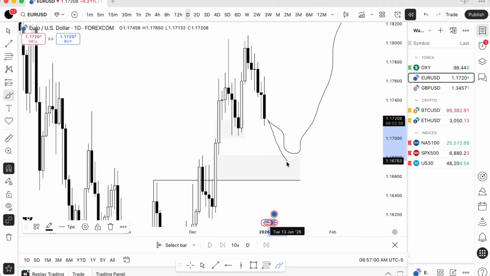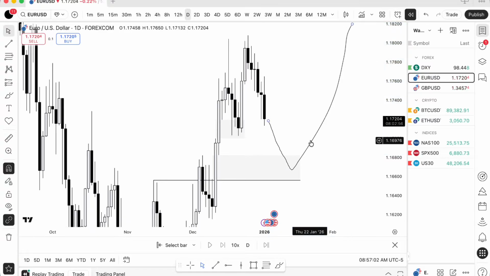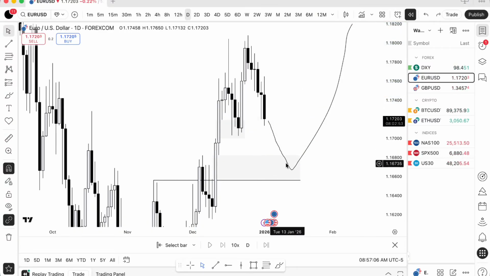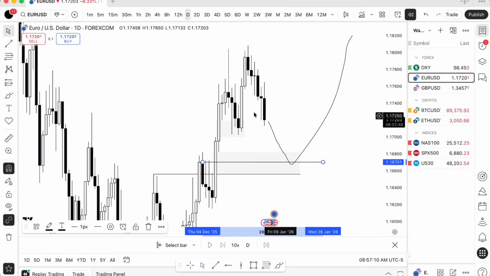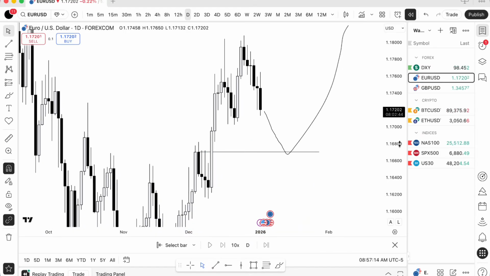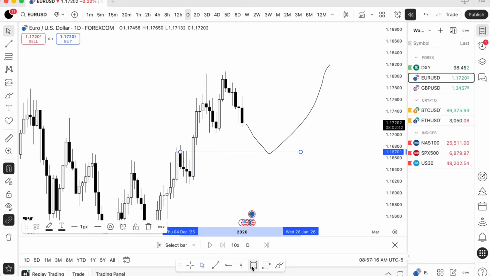So this is perfect PD array to catch a move up. This one aligning with this. And now I have only one place to wait for move up. This is my key levels.